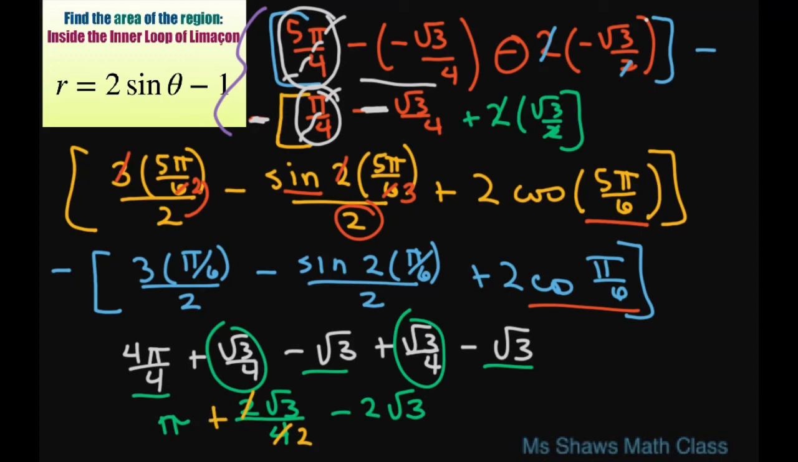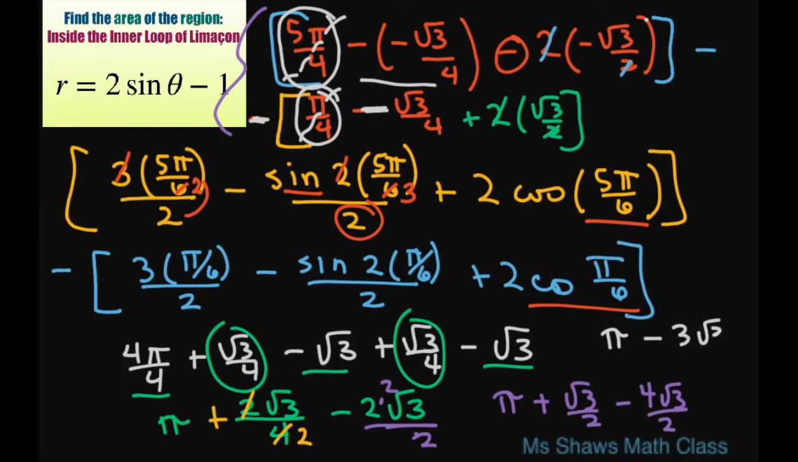2 goes into 4 2 times. So far, we're almost done. We have pi plus square root of 3 divided by 2 minus 4 square root of 3 divided by 2, because we have to get the common denominator. So if you get the common denominator, you put the 2 here times 2. So finally, your final answer is going to be pi minus 3 square root of 3 divided by 2.